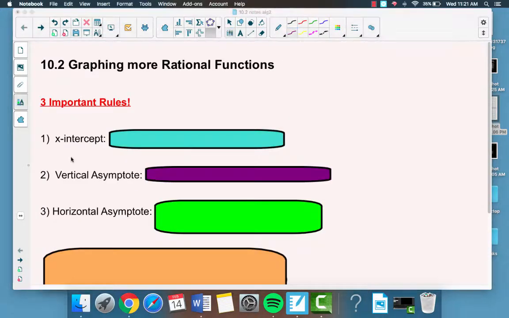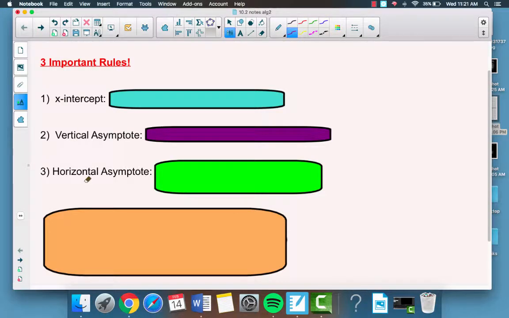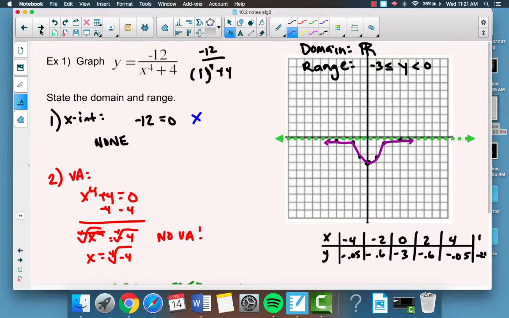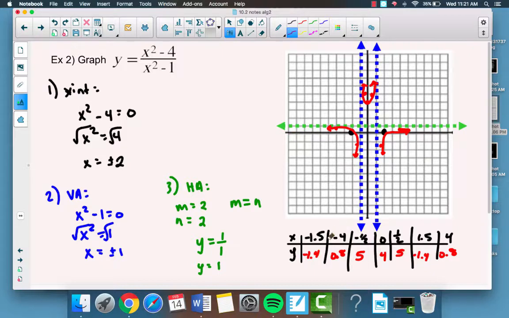All right, so if you have any questions about the 3 different examples, make sure you ask. But really the most important thing is knowing the 3 rules from the beginning and how to use them, and that will help you get started when you're plotting these rational functions. And then of course making a table is always a good place to go because you can get a lot of information just by plugging in some points.